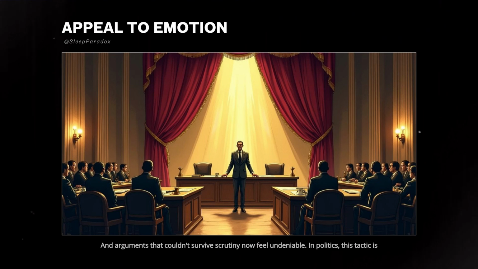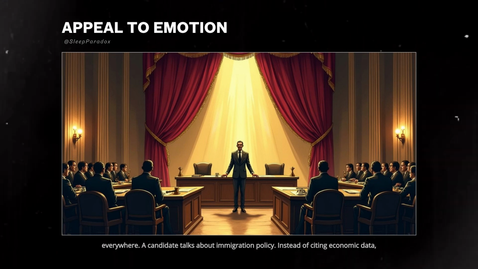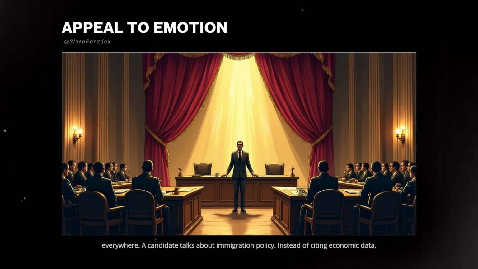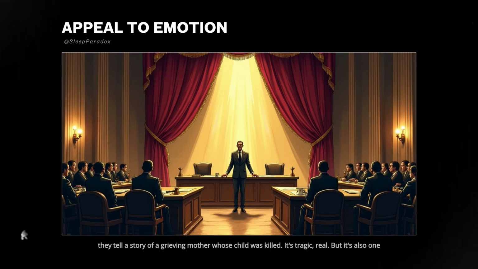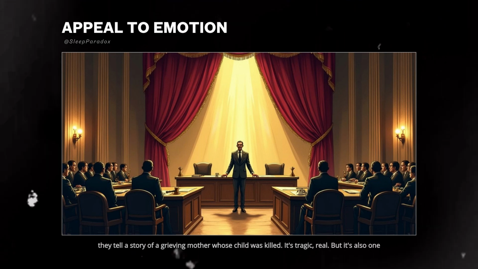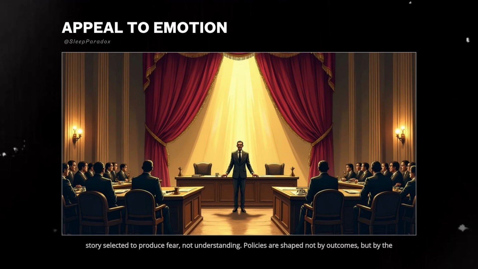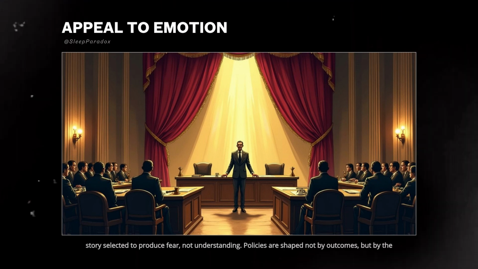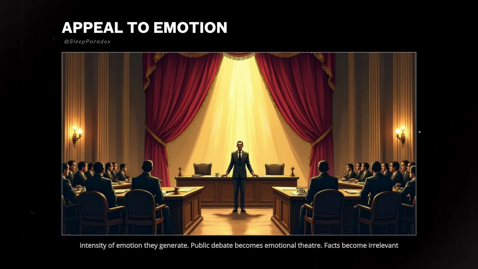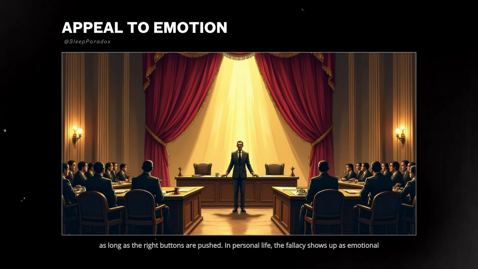In politics, this tactic is everywhere. A candidate talks about immigration policy. Instead of citing economic data, they tell a story of a grieving mother whose child was killed. It's tragic, real, but it's also one story, selected to produce fear, not understanding. Policies are shaped, not by outcomes, but by the intensity of emotion they generate. Public debate becomes emotional theater. Facts become irrelevant as long as the right buttons are pushed.